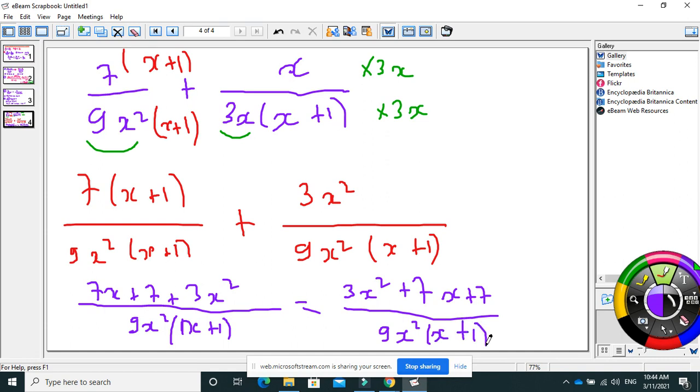Now, if it's possible, I will try to factorize the numerator. If I can factorize it, I will factorize it to simplify. Or perhaps I cannot factorize it. Here I cannot factorize it. If I want to do sum and product, I need two numbers whose sum is 7 and whose product is 21.